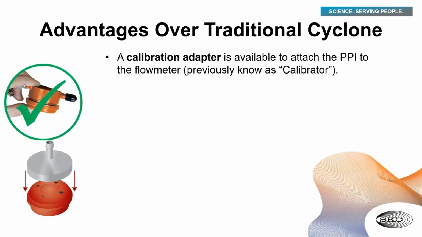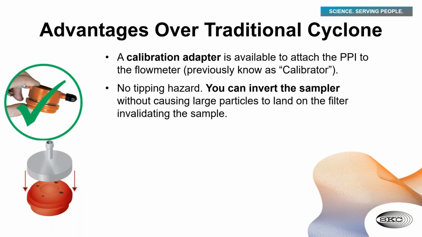So some additional advantages over a traditional cyclone is there's a nice little calibration adapter that snaps over the top of it. If you've ever had the privilege, or we'll call it privilege, to use a calibration jar, you know that there's a whole bunch of issues that go along with those. So having a sealed adapter that goes over the top of the PPI makes calibration or flow verification much, much simpler. The nice thing about the PPI is it does not matter if the PPI is tipped upside down to the left or the right.